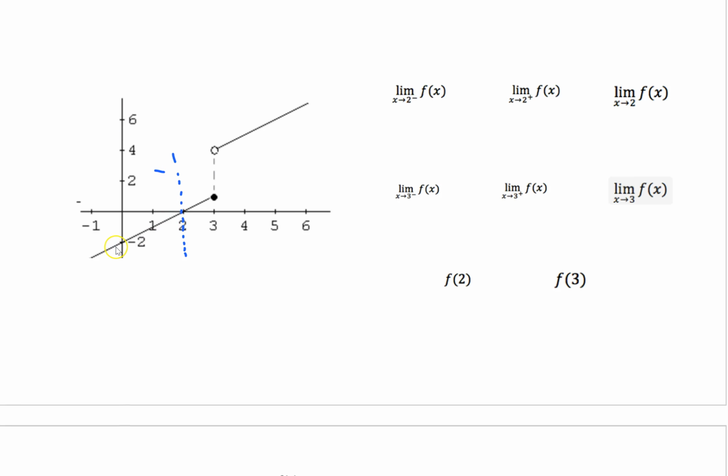So follow your graph on the left side as you get close to 2. It's going close to 0 on the line. So that's going to be 0. The limit as x approaches 2 from the right. So we're coming from the right side. Also getting close to 0. These two things match. So my limit's 0.